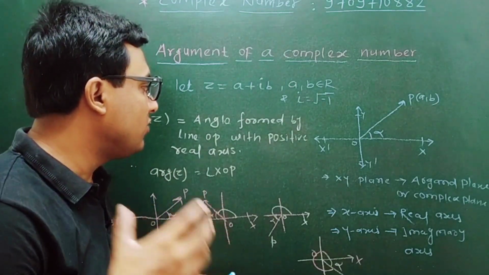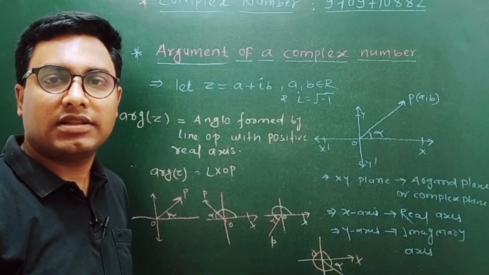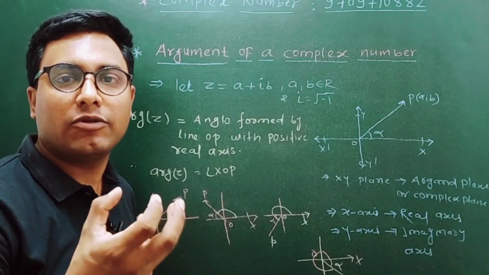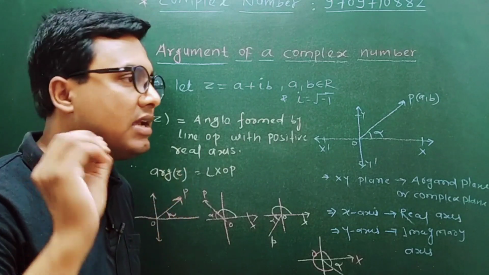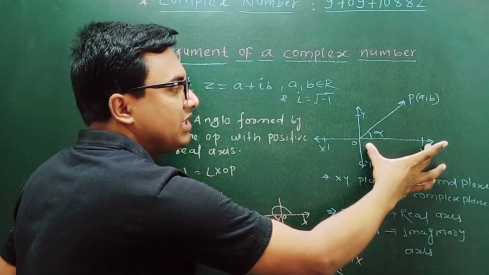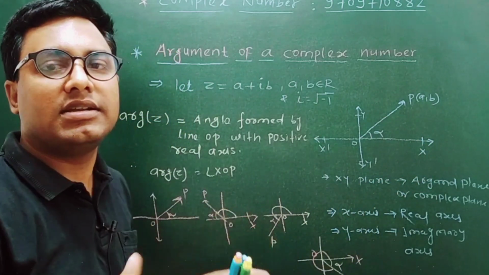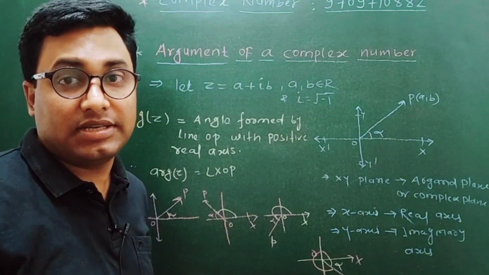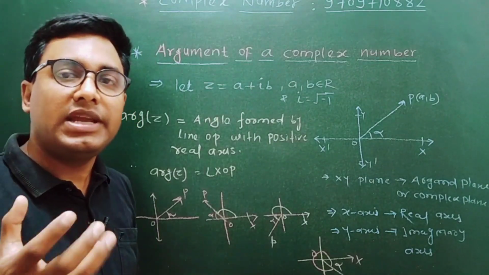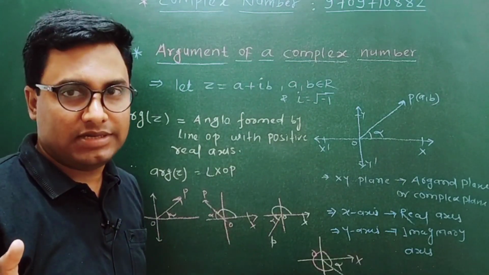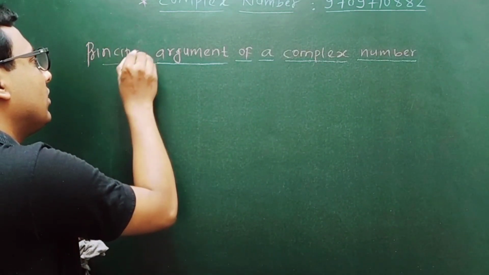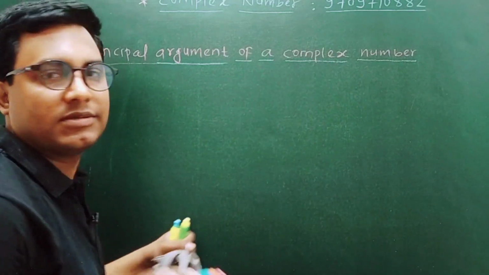So you understand the concept of argument. What do you mean by argument of a complex number? Simply you can say when line OP makes an angle with the positive x-axis, then this angle is called the argument of z. Right? Now we have to focus on the main point, the principal argument of a complex number.